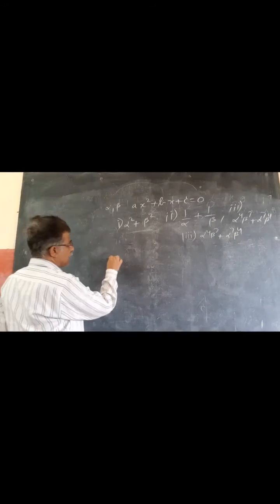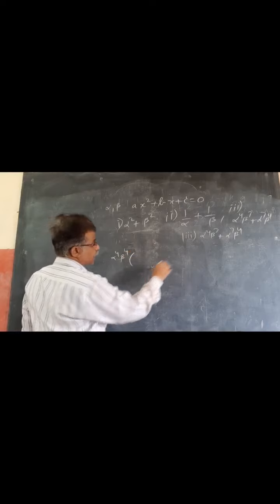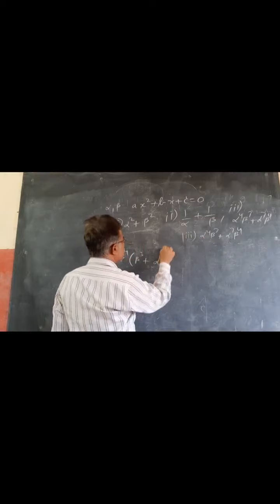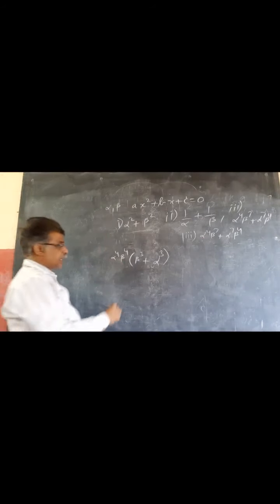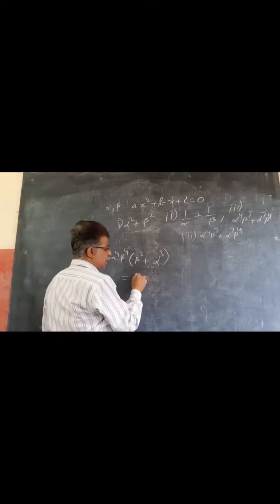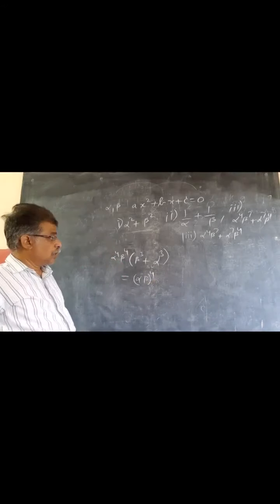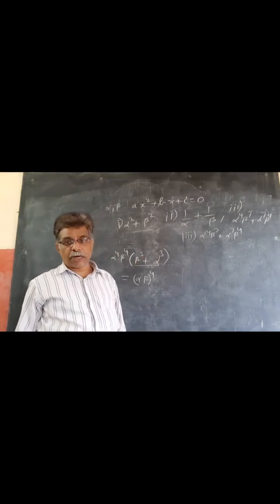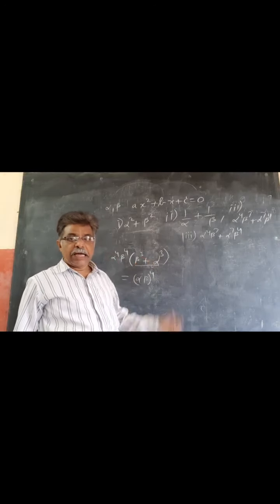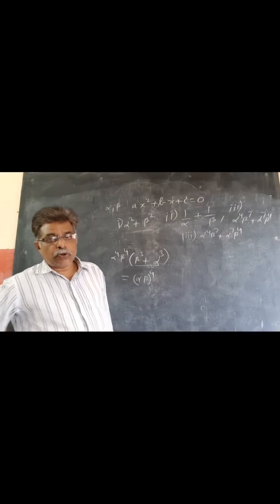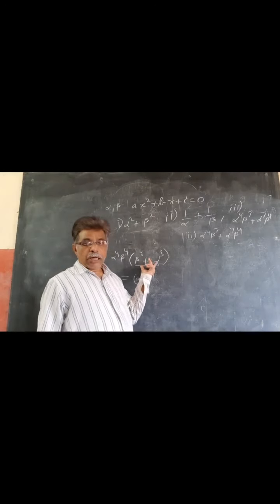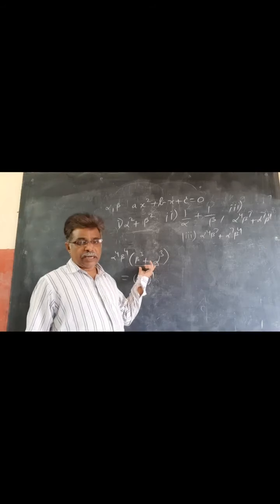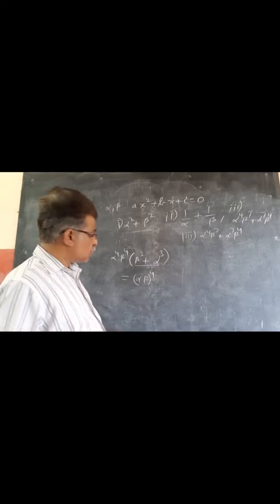If I take alpha power 4 beta power 4 common, what is left is beta cube plus alpha cube. Now alpha power 4 beta power 4 I can simply write as alpha beta whole power 4. What about alpha cube plus beta cube? I know the a cube plus b cube formula. A cube plus b cube we can write in two ways: a plus b whole cube minus 3ab into a plus b, that is one way. Another way is a plus b into a square plus b square minus ab. So we can use either of the two.